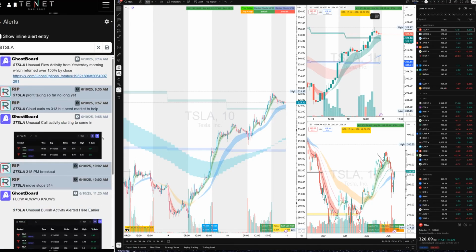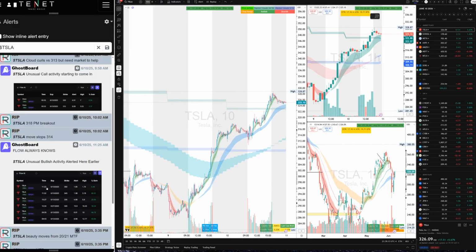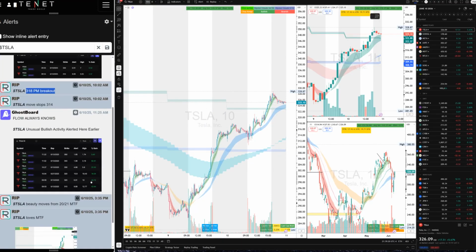So what happened on Tesla today? We were long Tesla in the morning versus 313. We saw a lot of unusual flow. We were looking for a 318 breakout. That's what I told the traders, 318 breakout. We moved the stops under 314. It did dump a little bit and stopped out the traders, but then the flow started to hit again.